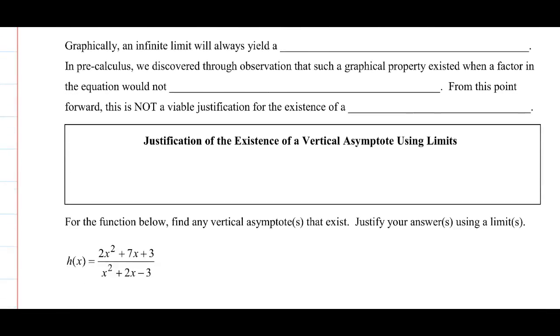Scrolling down then, we find that this infinite limit, whenever the value of my limit is infinity or negative infinity, I have a vertical asymptote. Through precalculus, we can find these graphical attributes, the vertical asymptote, by finding a function in which a factor in the function would not cancel out of the denominator.